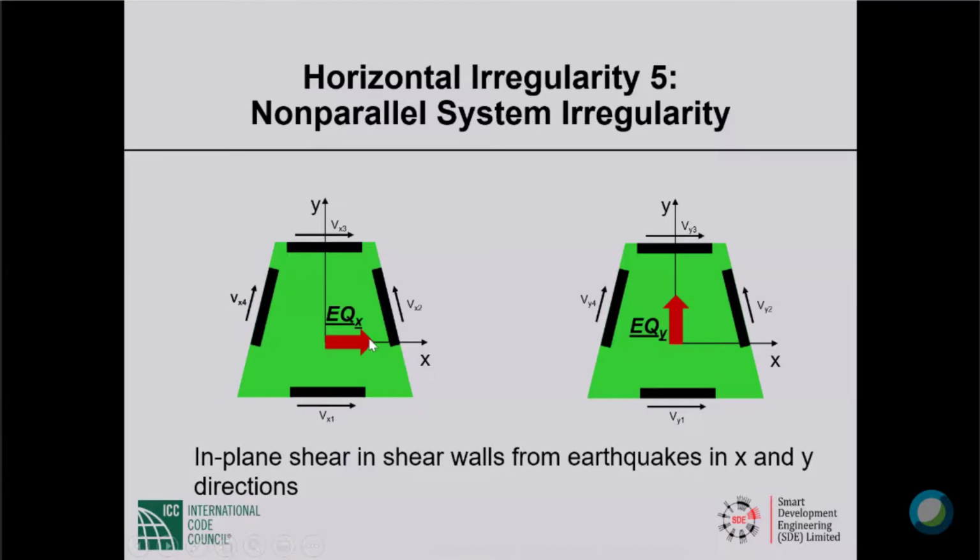Earthquake X causes V sub x1 in shear wall 1, V sub x2 in shear wall 2, V sub x3 in shear wall 3, V sub x4 in shear wall 4. Earthquake Y causes V sub y1, V sub y2, V sub y3, V sub y4.